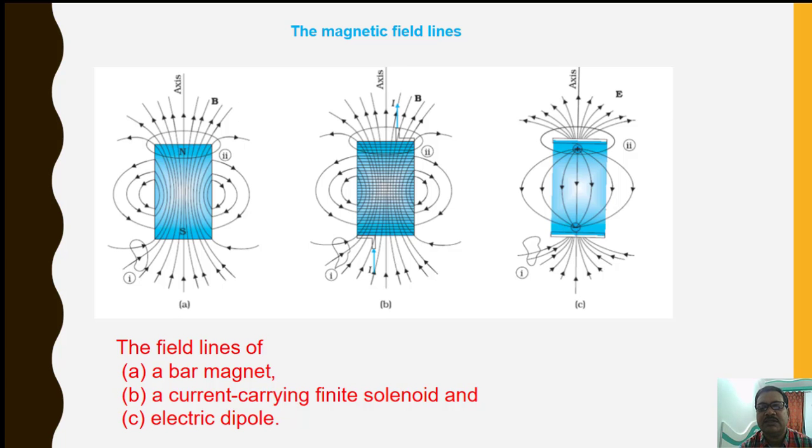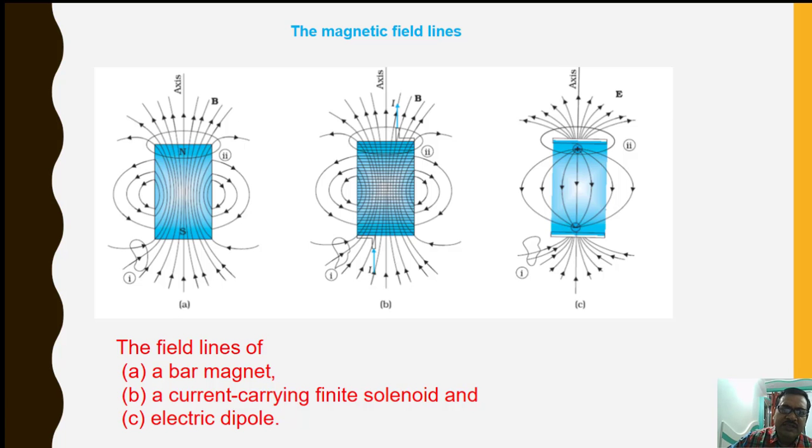The magnetic field lines. Here three important magnetic field lines. First one is due to a bar magnet, second one is a current carrying finite solenoid, and third one is electric dipole. On observing figure A and B, we find that the magnetic field lines pattern is identical, but in the third case, the lines in first two A and B are magnetic field lines, but in the third one they are electric field lines.